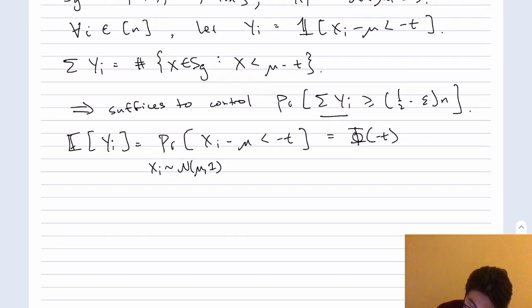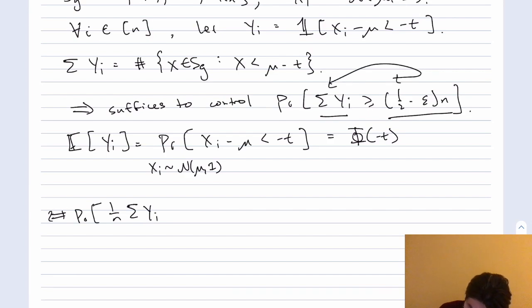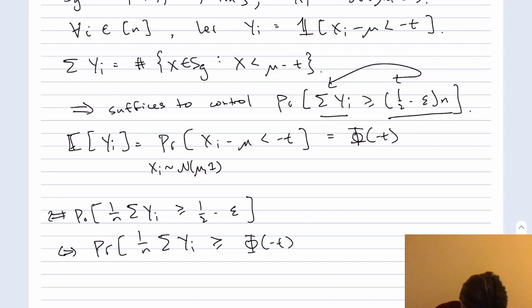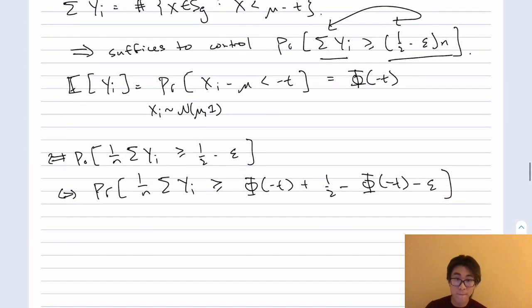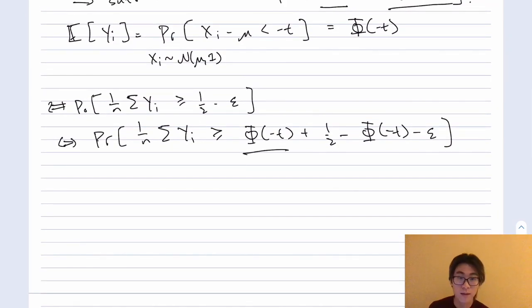Great, so now we have a sum of these yi's, and we want to control the probability that they are greater than some amount. So this is where tail bounds come into play. Let me slightly rewrite this event. This probability is equivalent to the probability that the average of the yi's exceeds 1/2 minus epsilon. I can slightly rewrite this by adding and subtracting phi of minus t. This is the same as the probability that the average of the yi's exceeds phi of minus t plus 1/2 minus phi of minus t minus epsilon. All I've done here is add and subtract phi of minus t, and the reason I do this is because this is the expectation of the average.